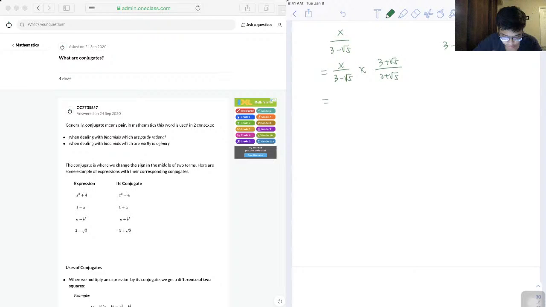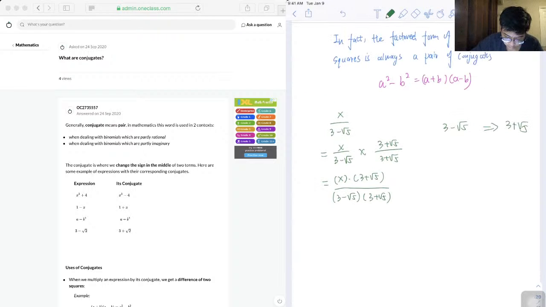So we have x over 3 minus root 5, and the conjugate of 3 minus root 5 will be 3 plus root 5. So we times 3 plus root 5 for both the numerator and denominator. Hence, our numerator will be just x times 3 plus root 5, and our denominator will be 3 minus root 5 times 3 plus root 5, which we can see looks really similar to the formulas above. And so in this case, our a will be 3 and the b will be root 5. So we can apply this formula.